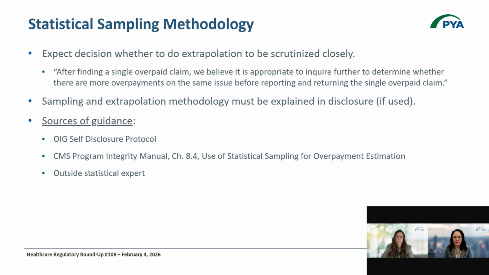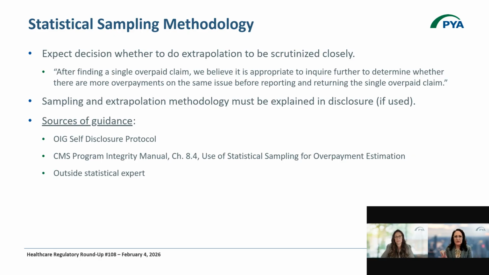Sampling and extrapolation methodology must be explained in disclosure, as we mentioned. This part of it is why we have to document what's going on throughout the process in order to explain how we got here. What is the methodology that we used to get here? So the resources of guidance are included in the OIG self-disclosure protocol and in the CMS Program Integrity Manual, which I'll call the MPIM, the Medicare Program Integrity Manual. We often call it the MPIM. So in Chapter 8, Section 8.4 is where we get this guidance.